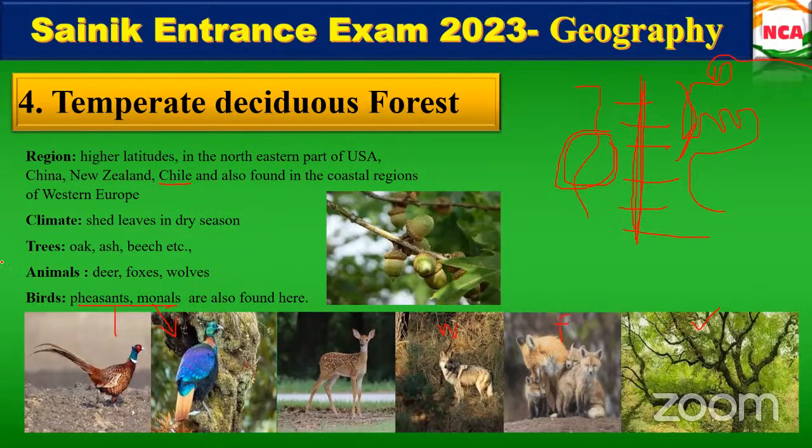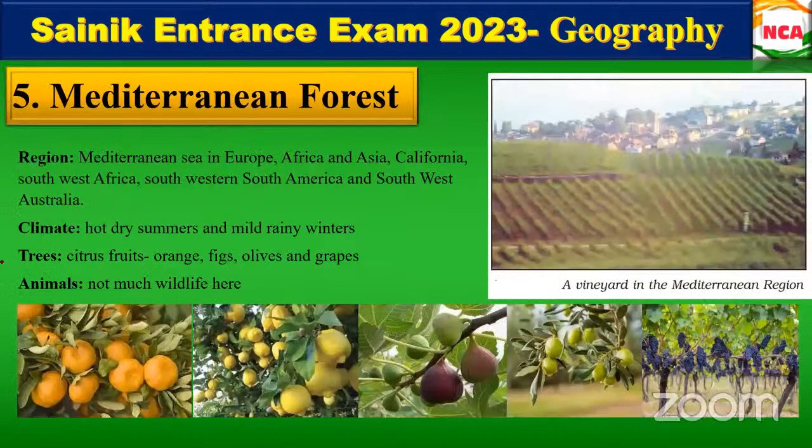Shall we move to the next one? Yes, ma'am. Next is Mediterranean forest. I told you, right? In the Mediterranean region, we can only find shrubs. And this is very famous for citrus fruits. Citrus fruits, mandarins, orange, lemon. So whichever part contains citrus will be present in this region.